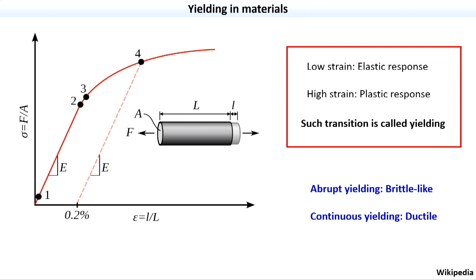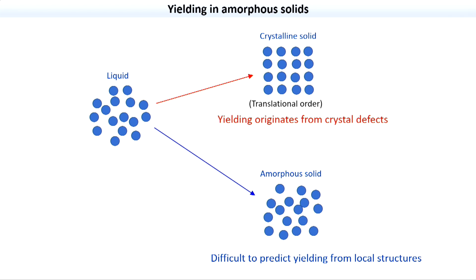This transition from the low strain elastic response to the high strain plastic response is called yielding. Depending on the nature of yielding, this transition can be very abrupt, which is known as brittle yielding, or it might be more continuous, and the material is called ductile, based on how they yield.